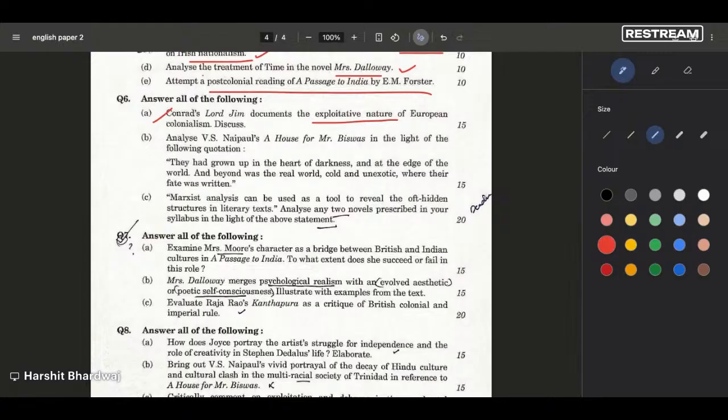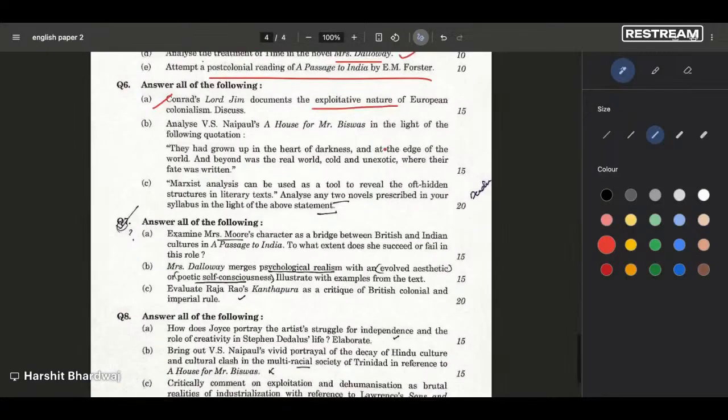V.S. Naipaul's A House for Mr Biswas, in the light of the following quotation: "They had grown up in the heart of darkness and at the edge of the world, and beyond was the real world, cold and unexotic, where their fate was written." This is a tricky question. Any quotation question is a tricky one. So you analyze this. What do you understand from this quote?